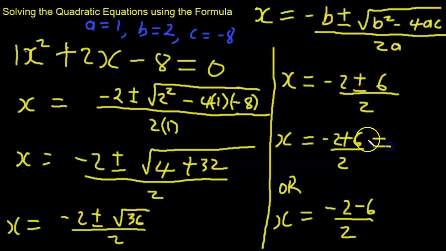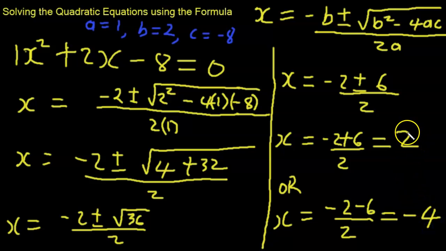So minus 2 plus 6, that's positive 4, and positive 4 divided by 2, that's 2. Here, minus 2 minus 6, you add and keep the sign, so you end up with negative 8, and negative 8 divided by 2, that's negative 4.